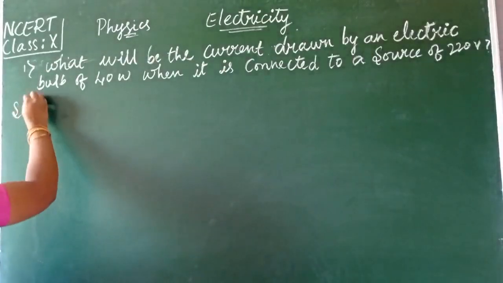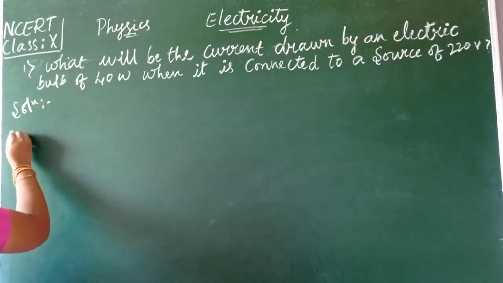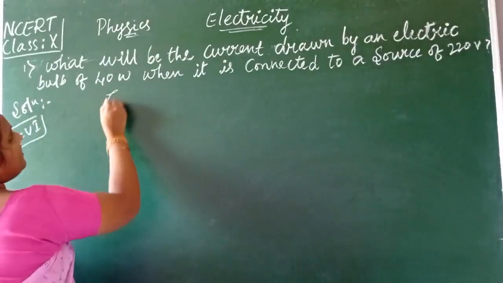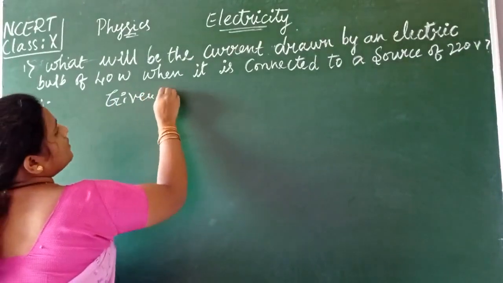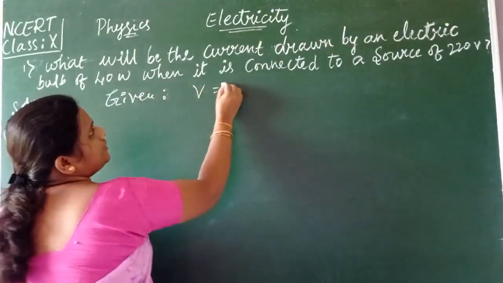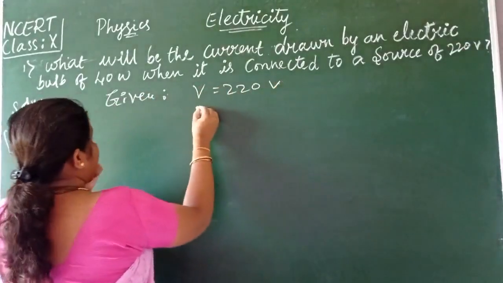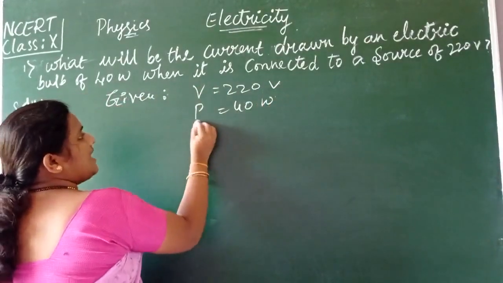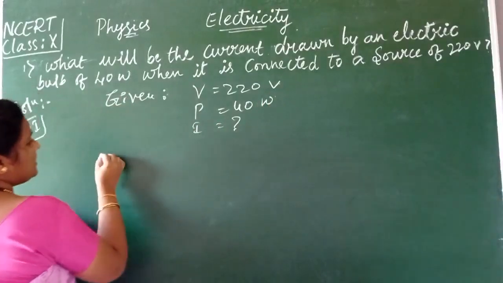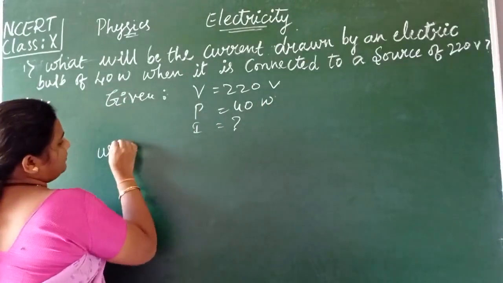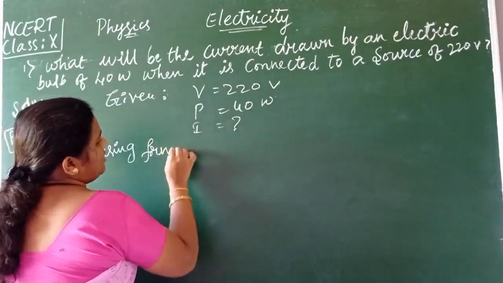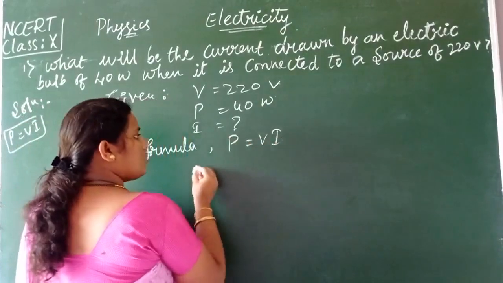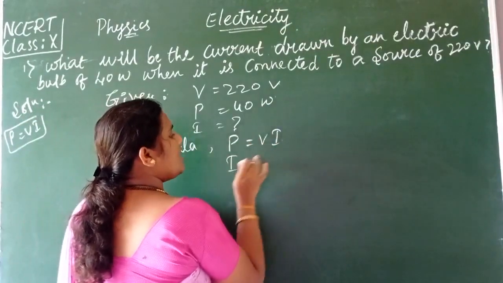So, what formula do we have to use, children? P is equal to V into I. Isn't it, children? So, what are the given data, children? That is V is equal to 220 volts. Then power P is equal to 40 watts. I is equal to how much? Using the formula P is equal to V into I. But we want what? I. So in terms of I, how can we write?